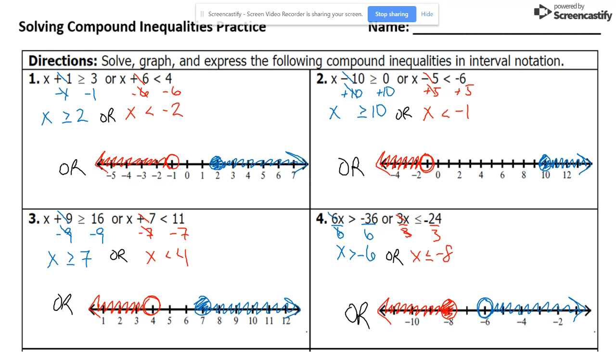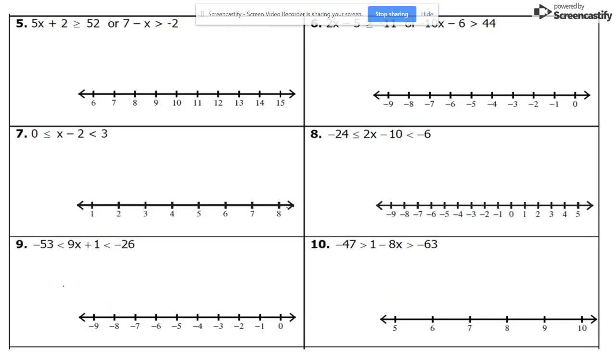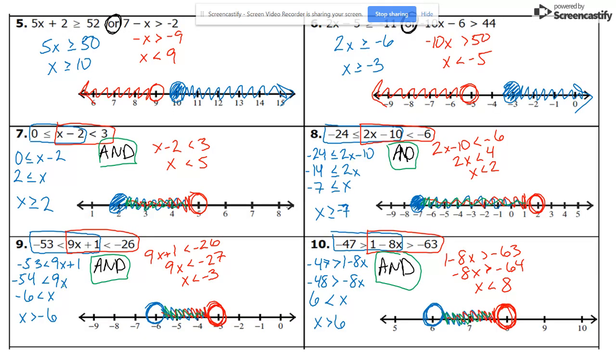So here are the answers to numbers 1, 2, 3, and 4. Notice those are all OR inequalities. Okay, so those are all OR. So anything that's shaded previously should be on that final graph. Numbers 5 and 6 are both OR as well. It's numbers 7, 8, 9, and 10 that are AND. So those would be the ones for number 7, 8, 9, and 10.